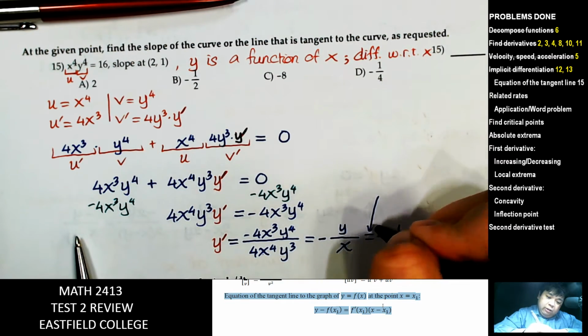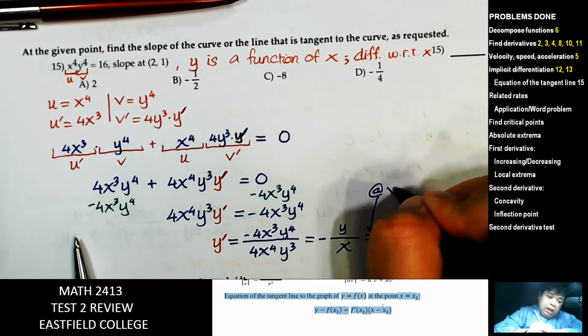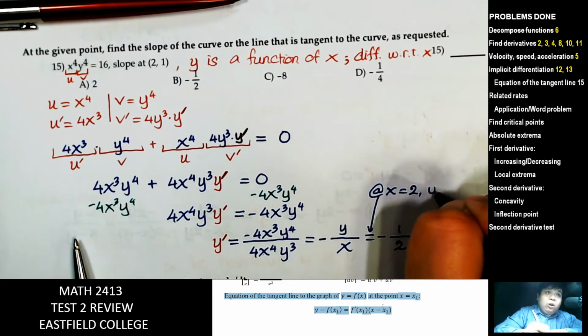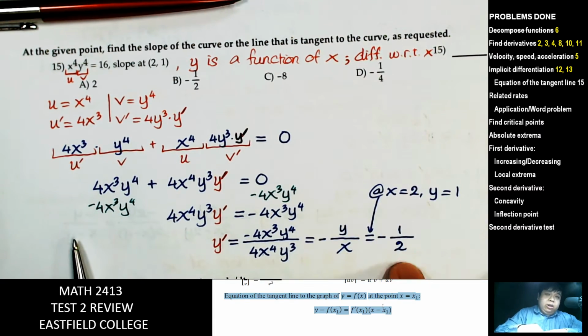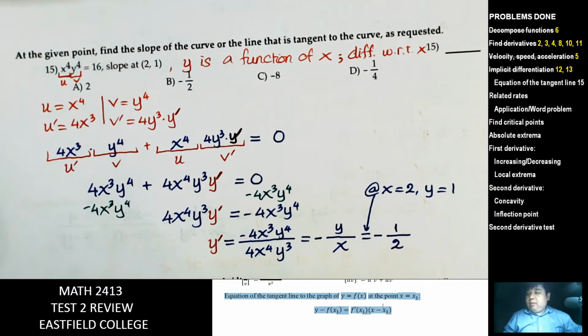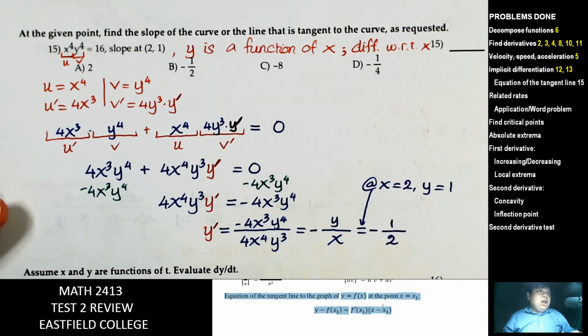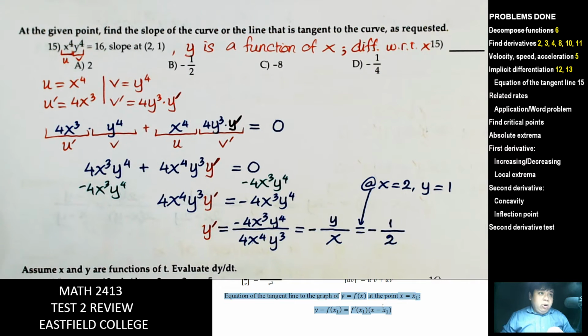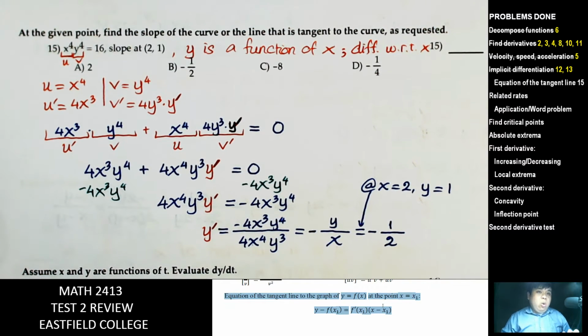So here we have at x equal to 2, y equal to 1, and so we substitute in, and that's what we have. Right, so that is the slope. Knowing the slope, we can find the equation of a tangent line. The equation, of course, on that side.